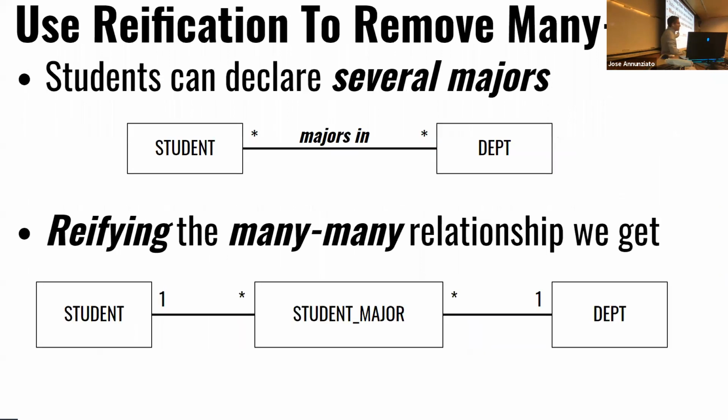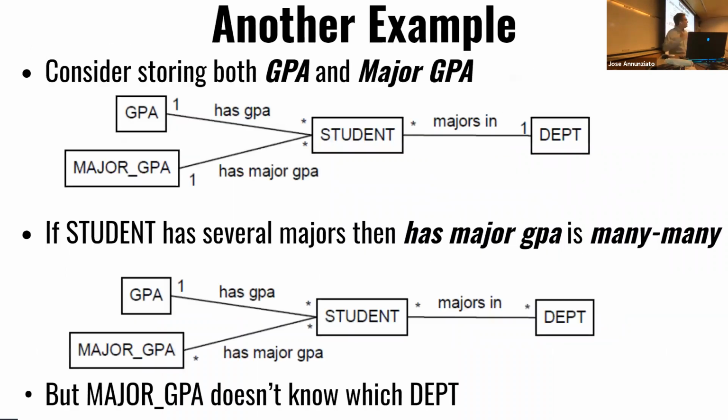If that's the case, we would have to reify it, right? Add an additional class that does the mapping between the students and the majors. Right. So that's easy. But let's say, how does that spread across the rest of the diagram? Say you're capturing a GPA.